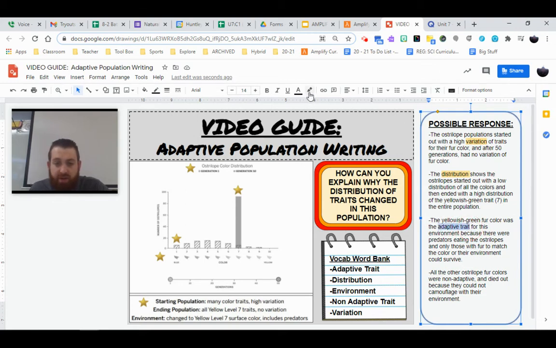The yellowish green fur color was the adaptive trait. Notice I'm pulling in my next vocab word. This is our adaptive trait because this is the trait that allows them to survive the best, because there were predators eating the Australopes. We can see that here, included predators eating the Australopes, and only those with fur to match the color of their environment could survive. So we have variation, we have distribution, we have adaptive traits, and we just put in environment.